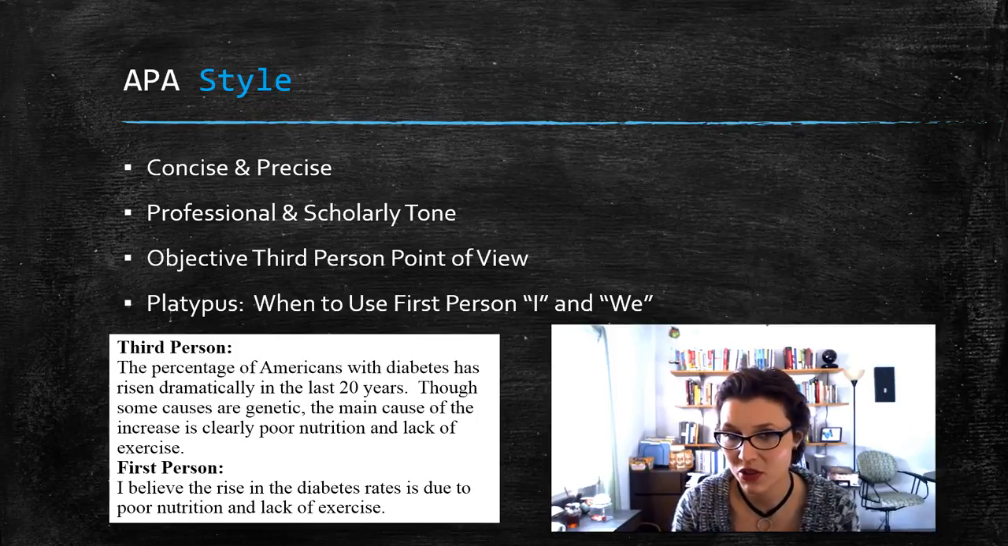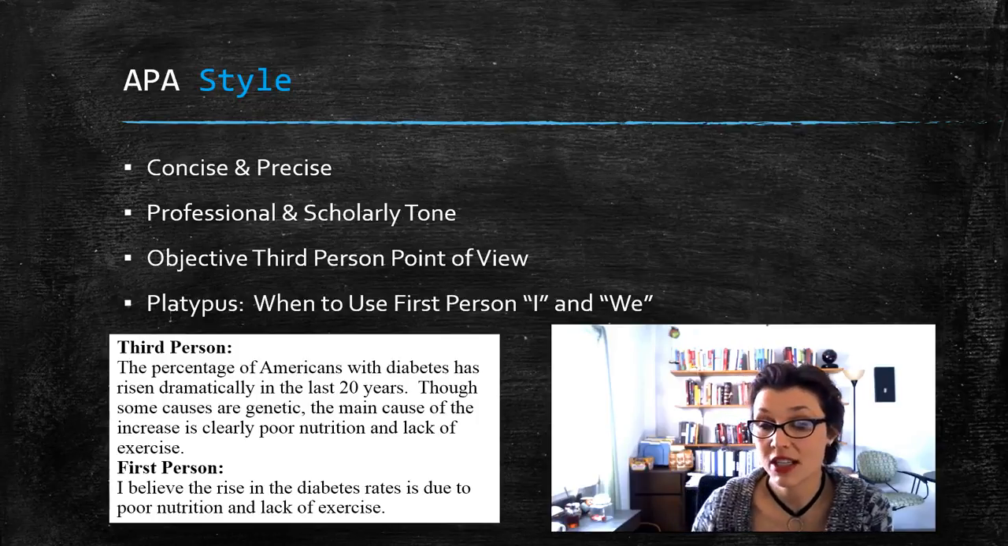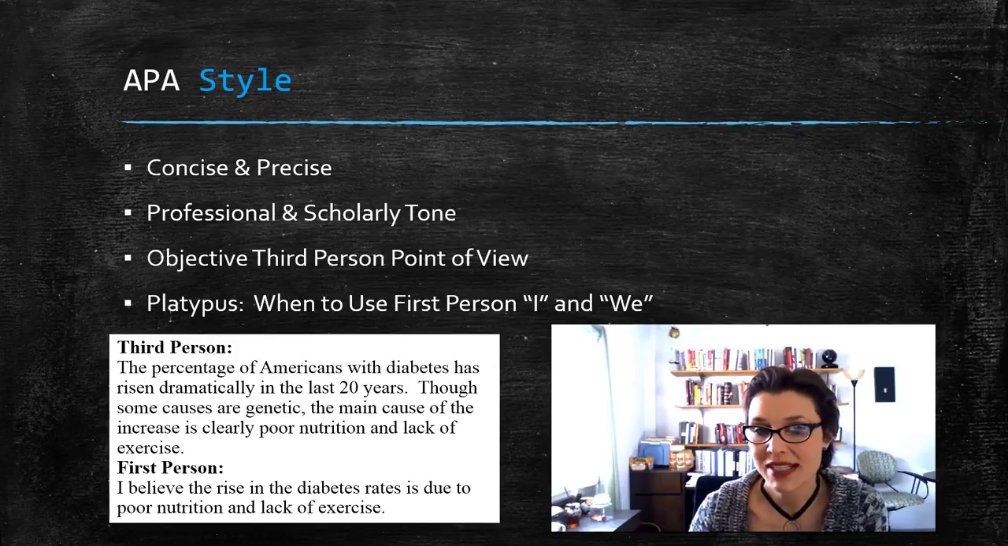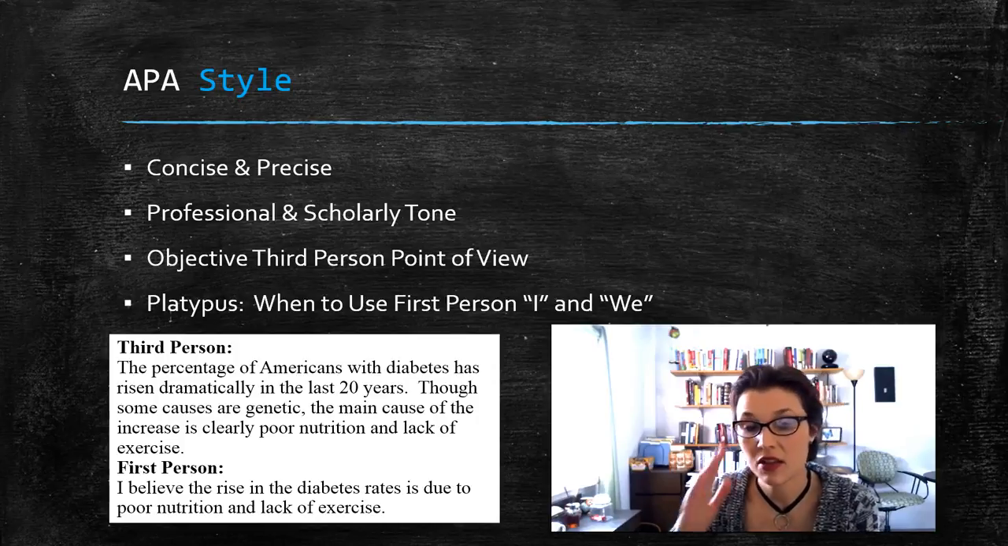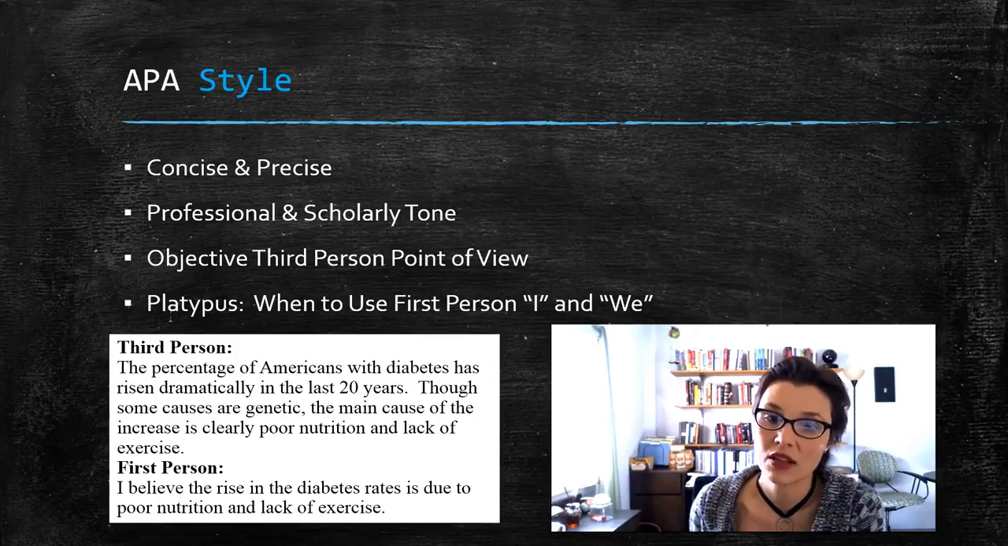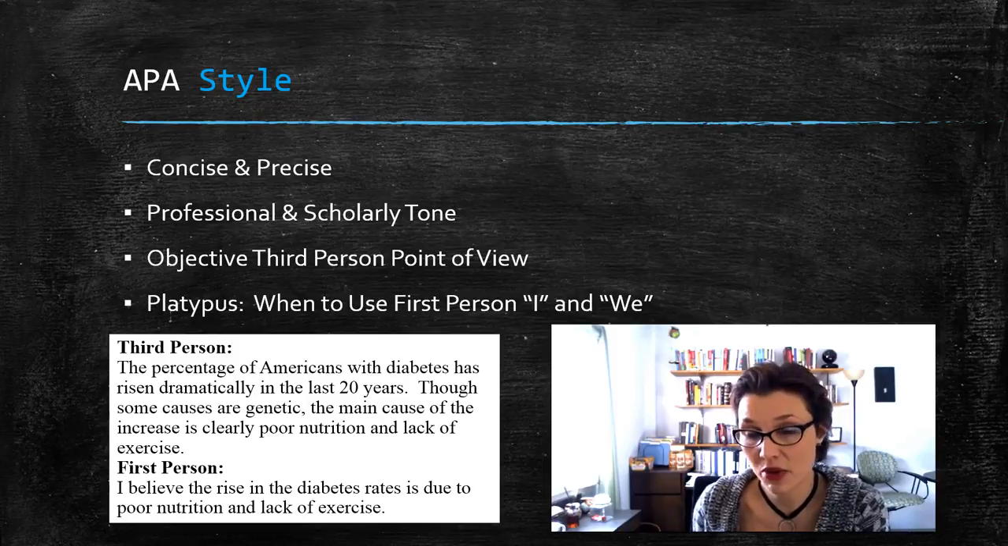You're supporting what it is that you're saying, and the important thing is that it's third person, which means that there's no use of I, we, which is first person, or you, saying you, which is second person point of view. Make sure that it is in a third person point of view. Now, there's always what I like to call a platypus, which means an exception to the rule. And there will be some times when you will need to write in first person for a scholarly paper or a professional paper, and that's fine.